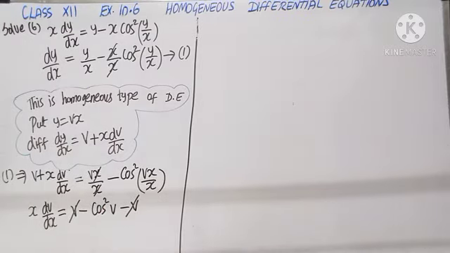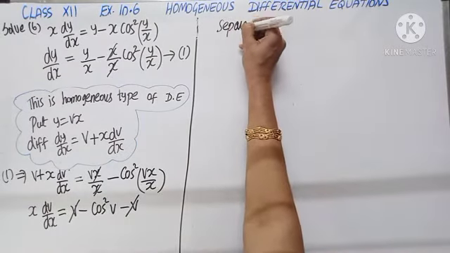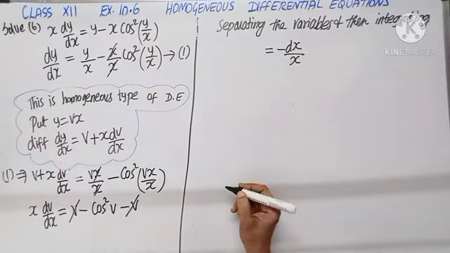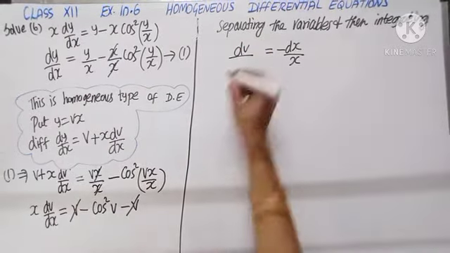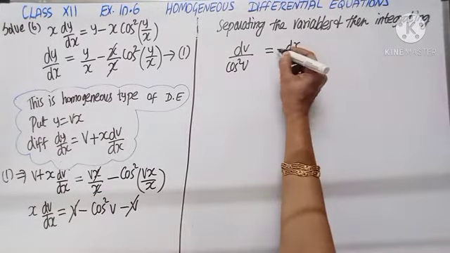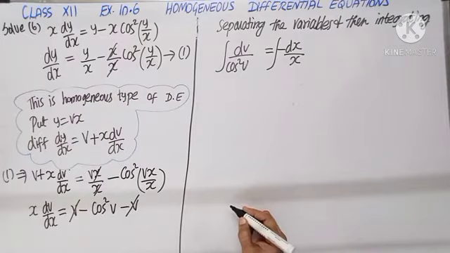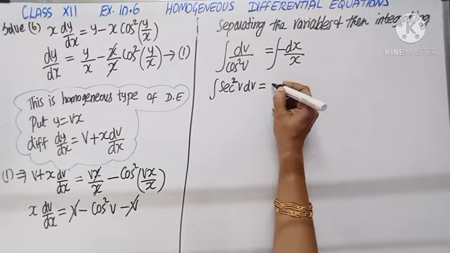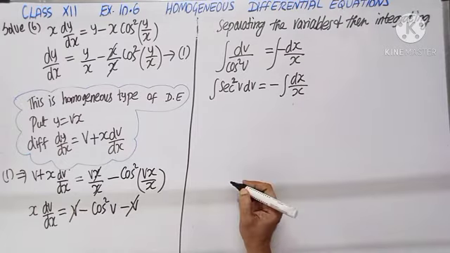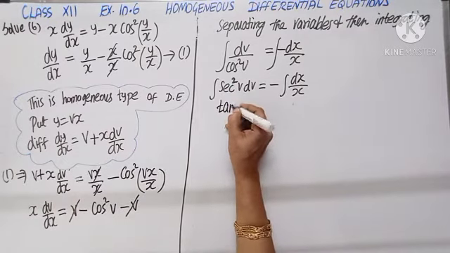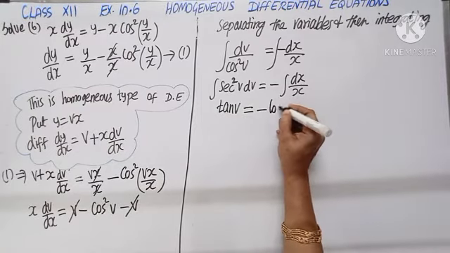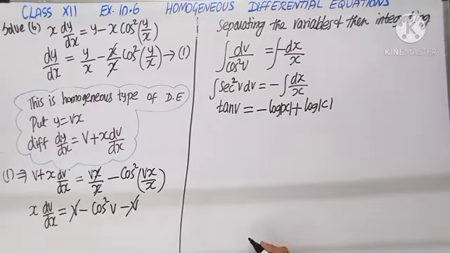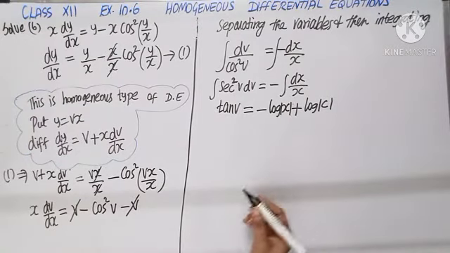V and v cancel. We separate the variables and then integrate. Dx by x will go to the right side as minus dx by x, and dv divided by cos square v. There is a minus symbol which is retained in RHS. As I integrate, 1 by cos square I rewrite as secant square v dv equals minus integral dx by x. Secant square v, as I integrate, it is tan v equals minus integral dx by x, I can write log x plus log c. Remember, whenever I put log, I must put within modulus. Log is not defined for negative values.